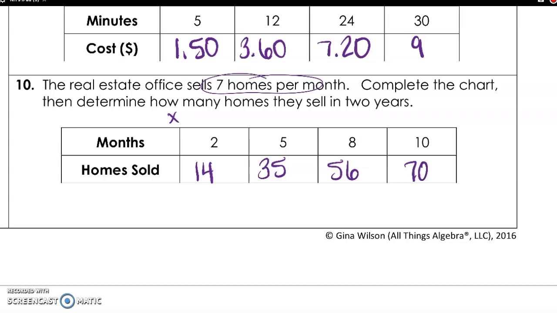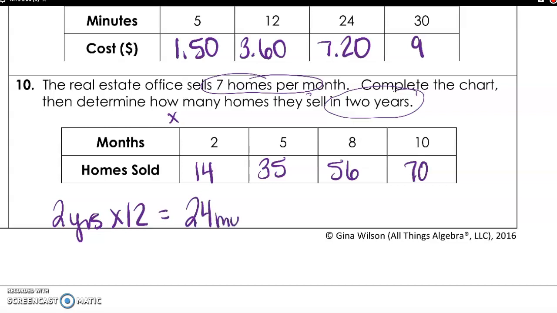Here's where you have to be careful. They want to know how many homes they will sell in 2 years. Sometimes you think, oh, that's just that on the chart. Nope, that was months. So this was per month. We need to find 2 years. So 2 years times 12 months in a year would give me 24 months. So we need to take 7 times 24 in order to get our answer. And we should get 168 homes.